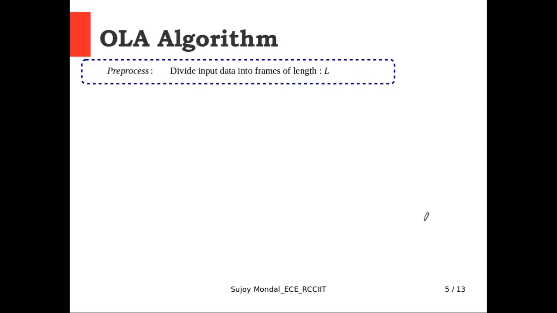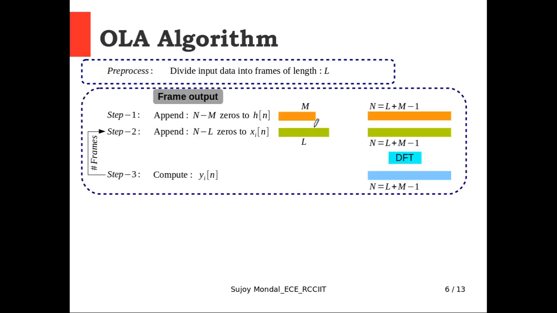So this is called the OLA algorithm, overlap add. First, we will call this a pre-processing step. That is, we will divide the input data into smaller sections, each section carrying N sample points. Then we will start the frame output process. What is this?